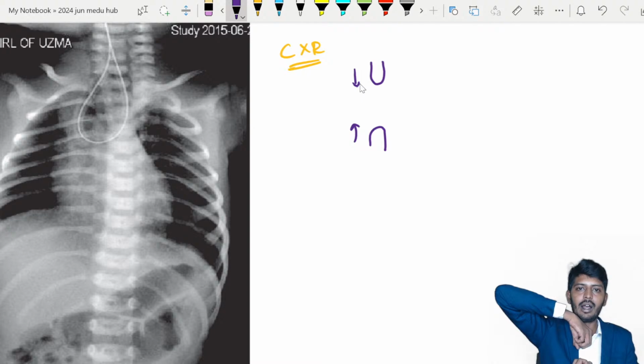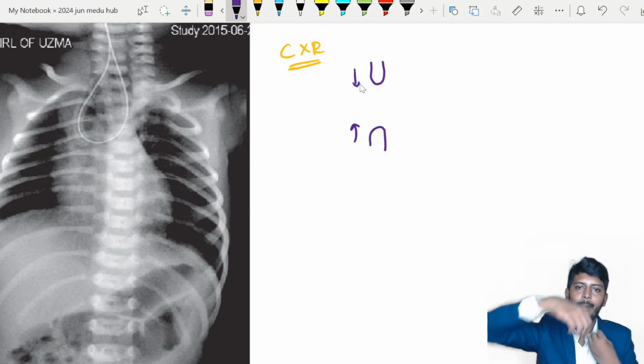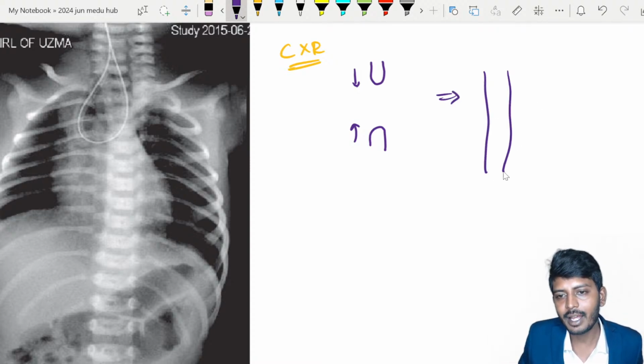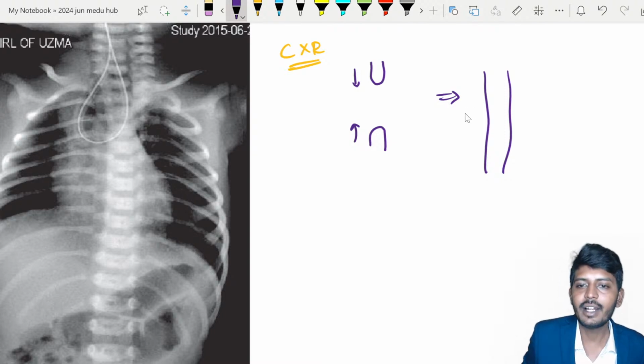"Where is my partner?" It will be searching for its partner and it will start to come down, and one more part will come up. Both of them will fuse. Later on they will become an esophagus like this. Okay, so this is the development.